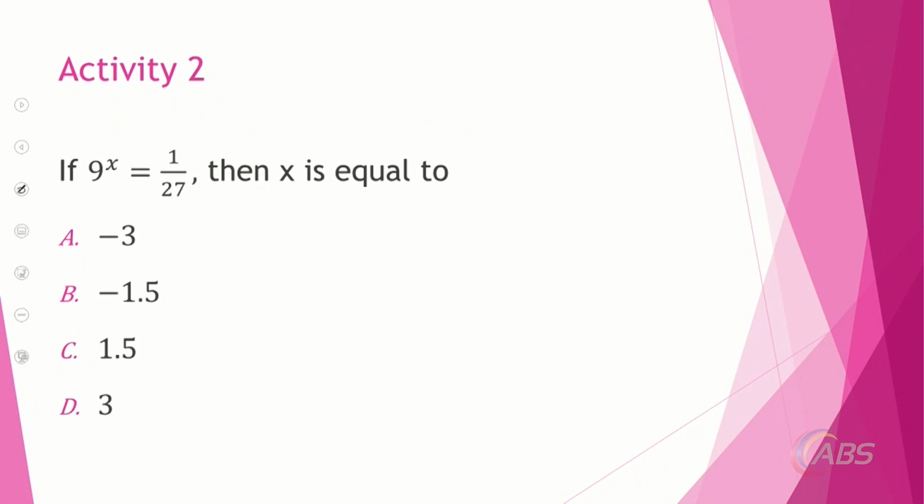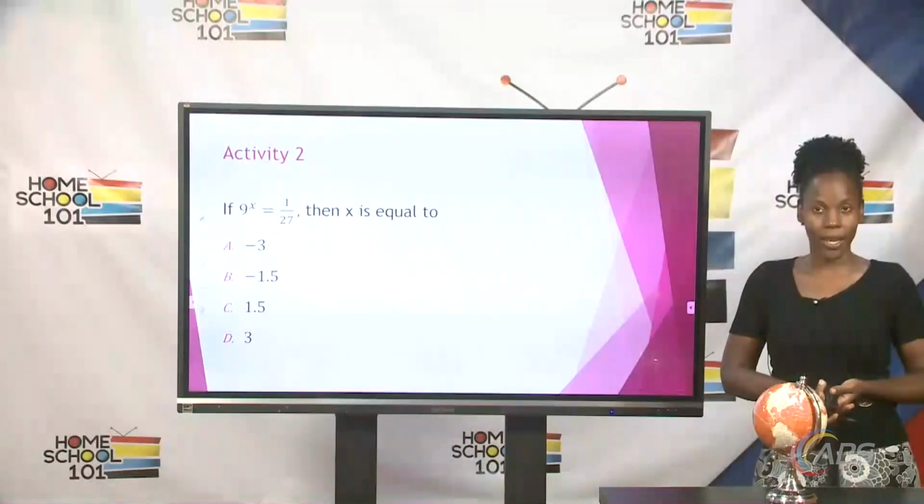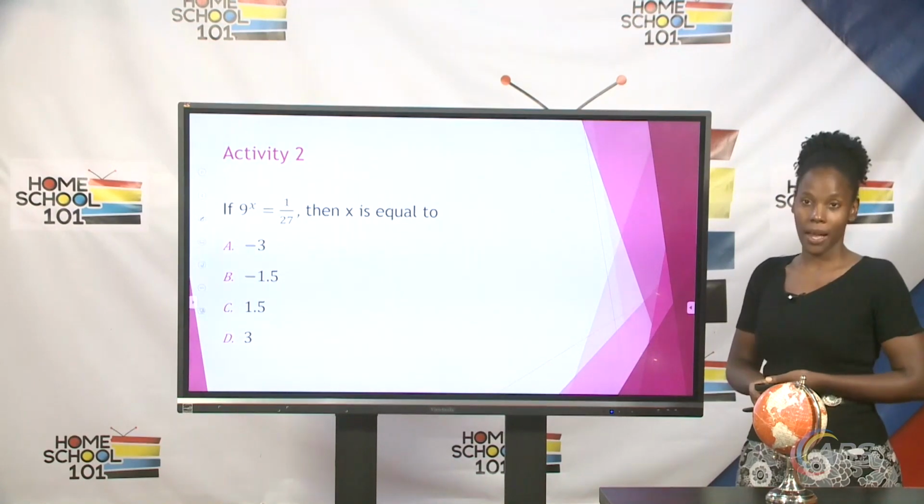So we have a second activity for you to attempt. Here it states, if 9 to the power x is equal to 1 divided by 27, then x is equal to, so look at the various options and then pick the best solution or the correct answer. Now we will take a break, and while we take a break, you will complete the question and then we will go through it afterwards.